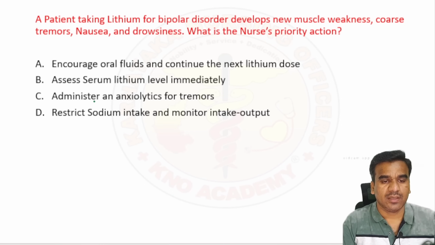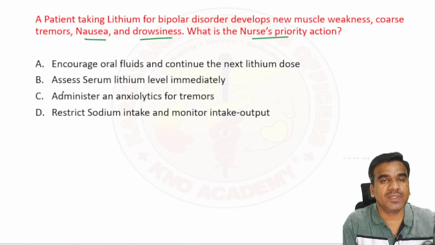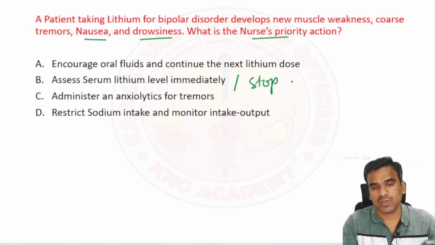Next, a patient taking lithium for bipolar disorder develops new muscle weakness, coarse tremors, nausea, and drowsiness. What is the nurse's priority action? The patient is taking lithium, so what should be done immediately? If the option says stop the next dose, that is correct. Also we have to assess the serum lithium level immediately.